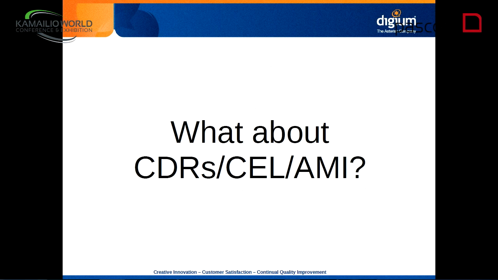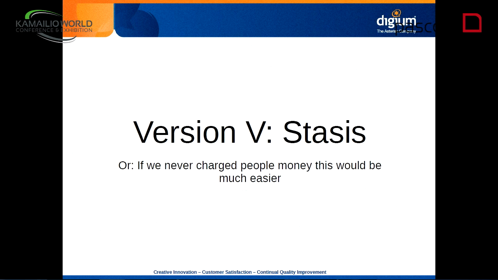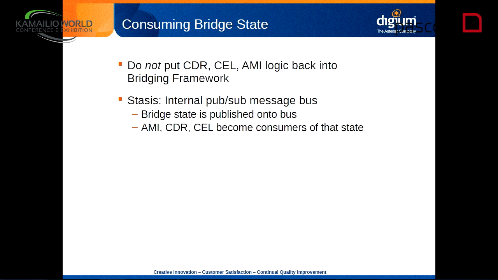And you say, well, okay, that's great. What about my CDRs and my CEL records and my AMI and everything else? Okay, so version 5. Now we decided, how are we going to put this stuff back in? It used to all exist in the bridging code, but we really don't want to stick it back in there. So we're not going to put all of our CDR, CEL, and AMI code back into the bridging framework, because the bridging framework needs to be good at bridging and do nothing else.